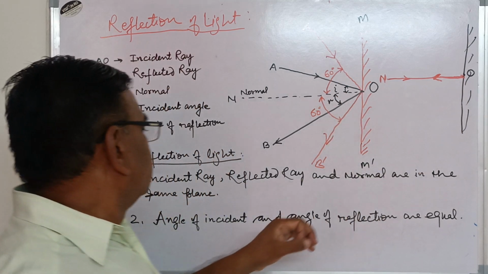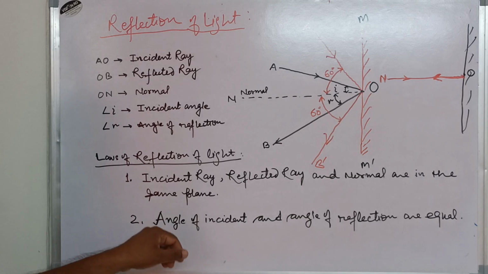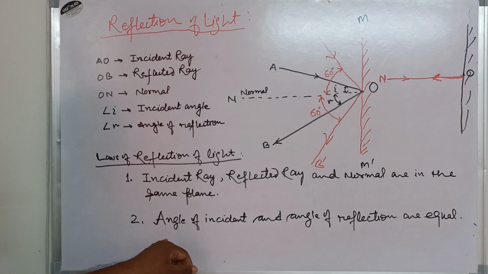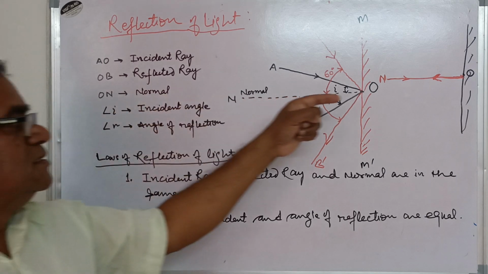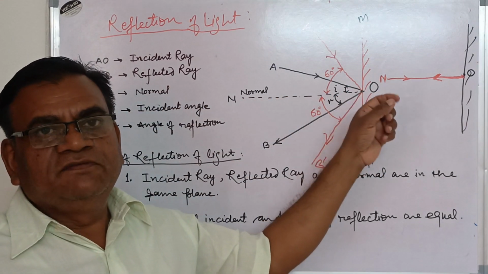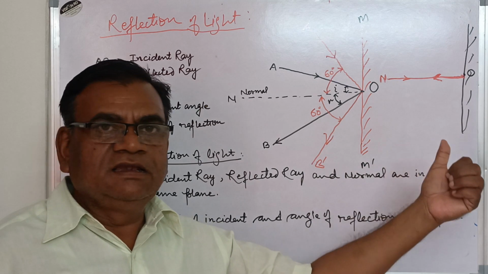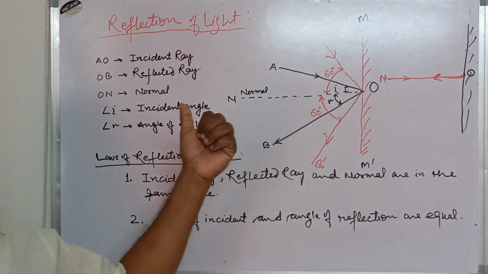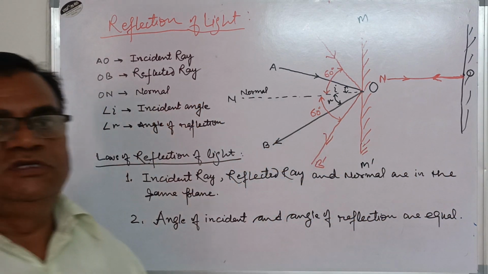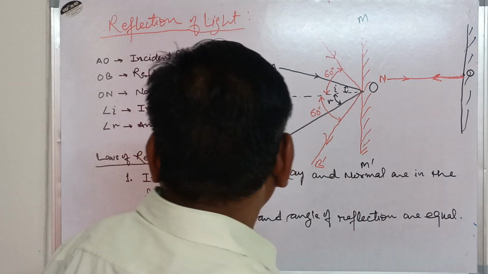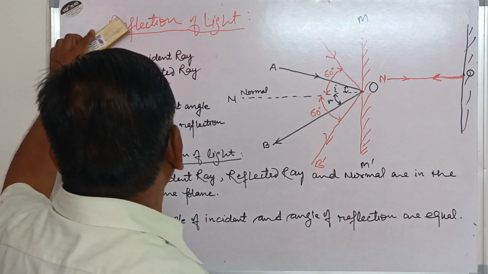How and why? Because this second law will follow. If the incident ray has 0 angle, any angle of the ray with the normal is 0, then the angle of reflection, of the reflected ray with the normal, will also be 0. So these are the laws of reflection.